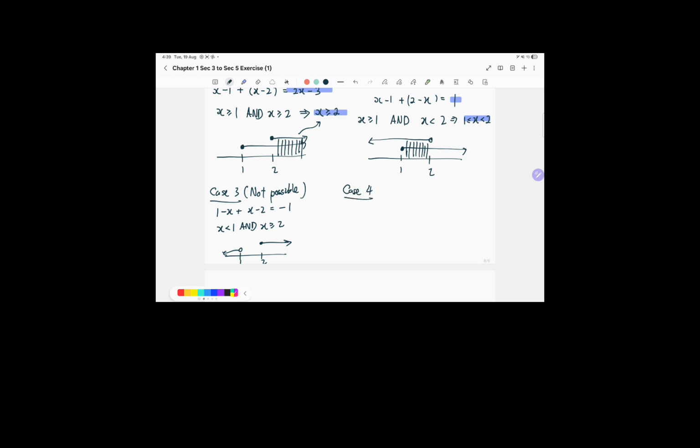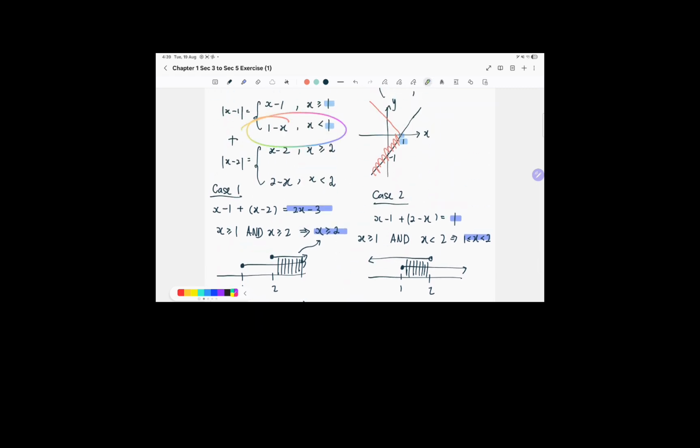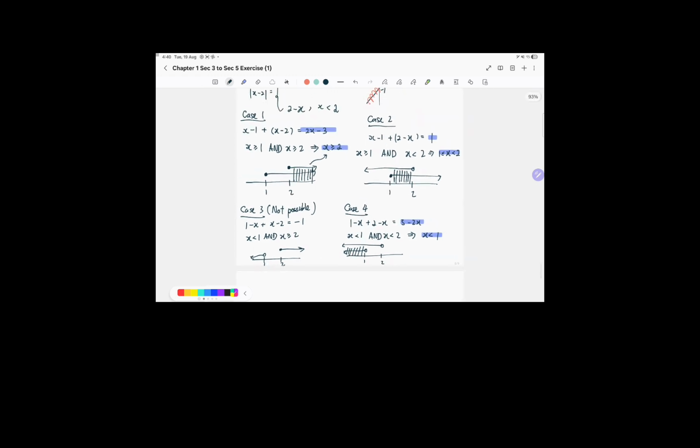Then you go to case 4, the last case. Case 4, look at this and this. 1 minus x and 2 minus x, so you have 3 minus 2x. The condition is less than 1, less than 2. If you look at the number line, empty circles, and the overlapping is here. So x less than 1. So these are the 4 cases.